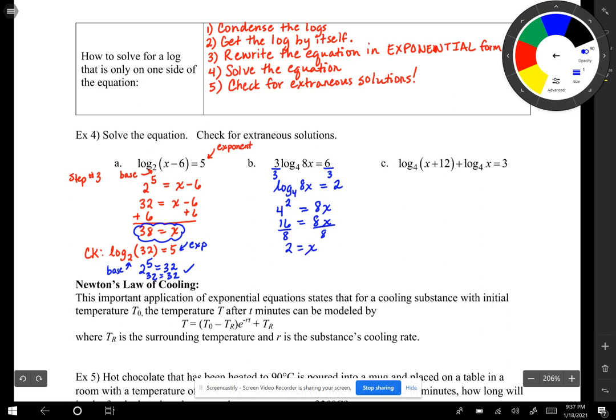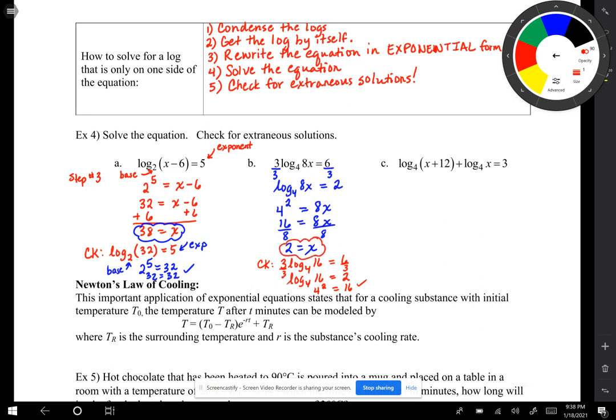And then always check. So check 3 times log base 4, 8 times 2 is 16, equals 6. Divide by 3. Log base 4 of 16 equals 2. Write into exponential form. 4 is your base. Is 4 to the 2nd power equal to 16? It is. 16 equals 16. So it checks. And this is your answer.